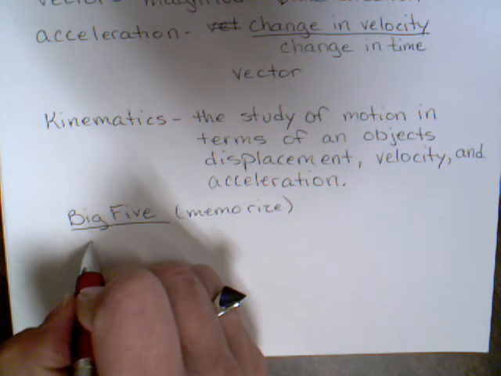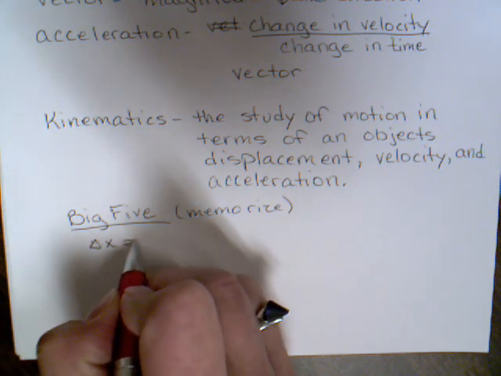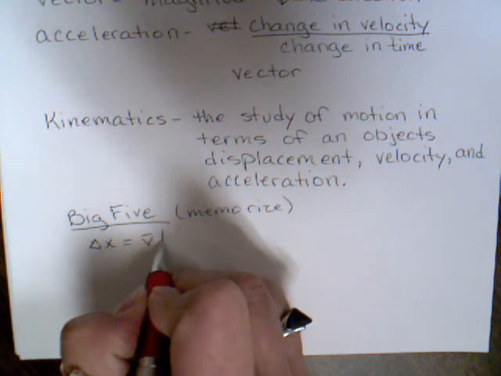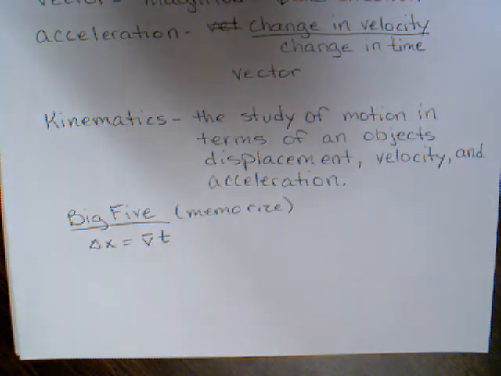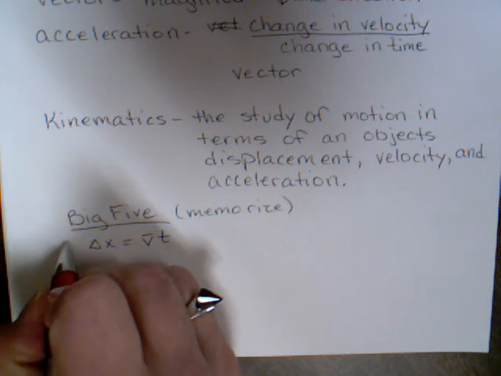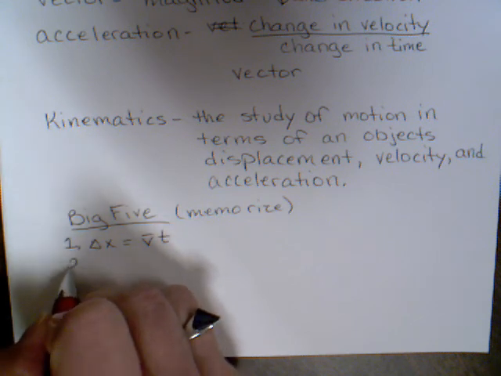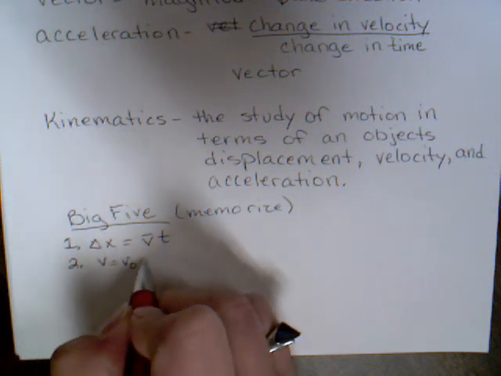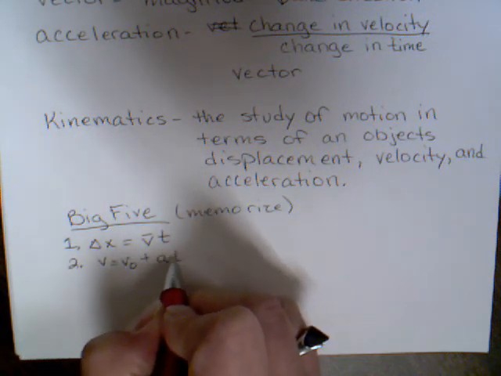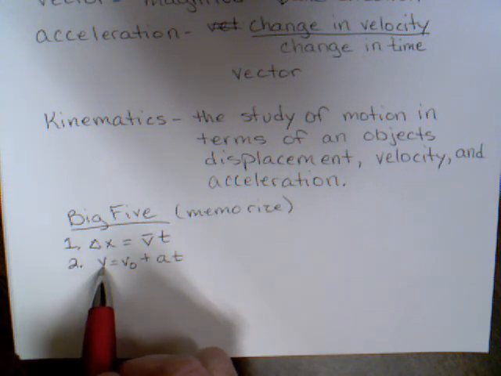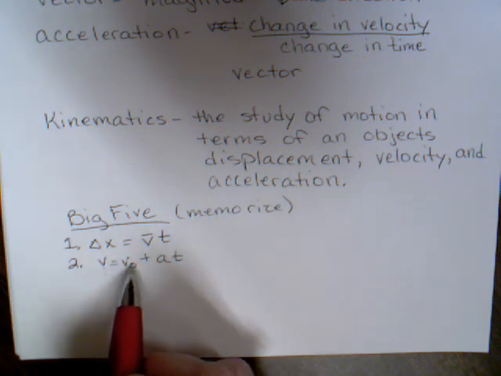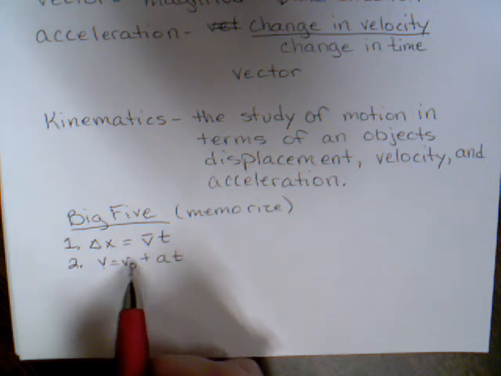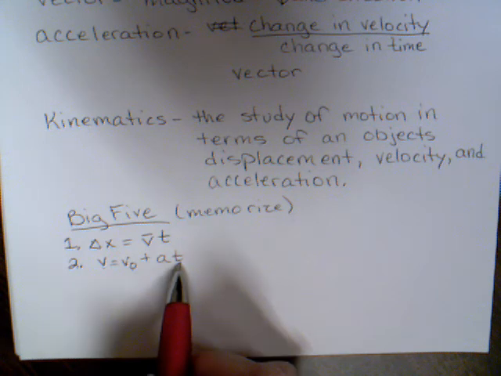The first one is change of x equals your average velocity times your time. Your second one is v equals v naught plus at. This will be your final velocity. This is your initial velocity. Basically, this says your velocity at 0 or origin plus acceleration times time.